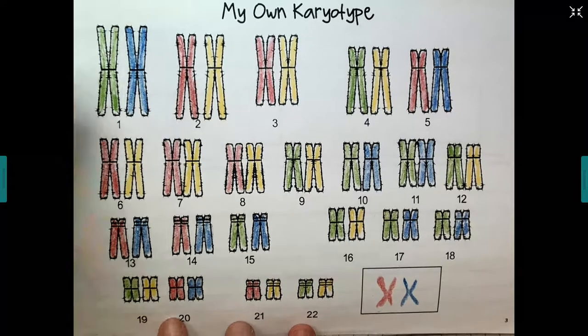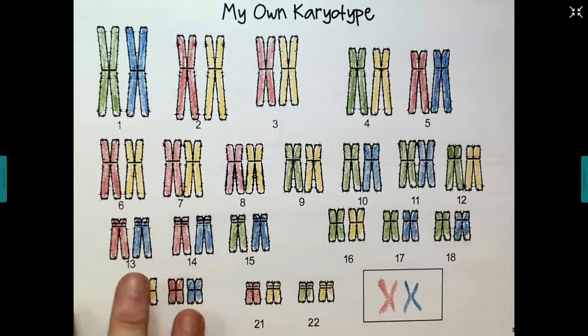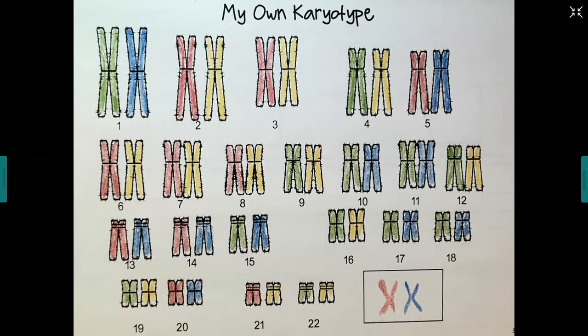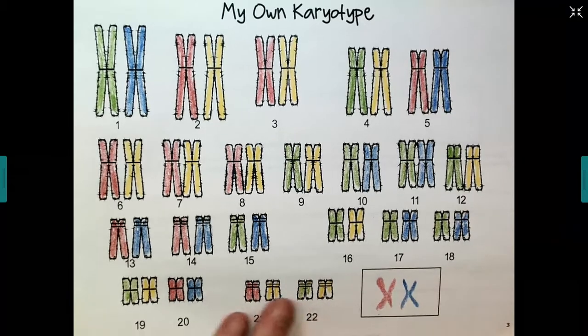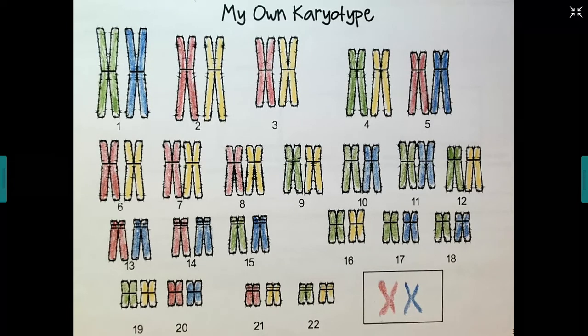So even if I took the same parents, the same dad and the same mom, from page 2, and I flipped a coin again and got a whole new sperm and a whole new egg, it's highly improbable that I would end up with the exact same karyotype. Now, would I have some overlap? Definitely, because I'm pulling from the same source. So that's why your siblings are similar to you, but you are each unique.